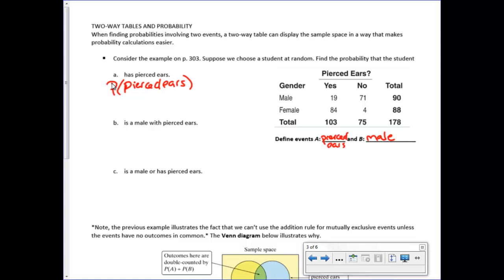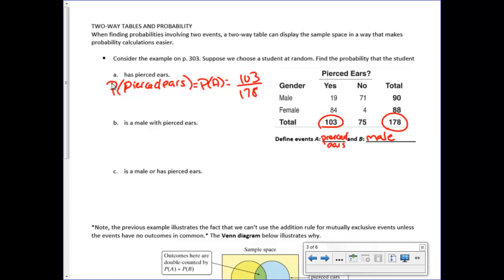So instead of writing out probability of pierced ears, I'm going to say probability of A, taking pierced ears out and putting A in, because over here I defined A to be the event pierced ears. Then we look at our table, and who are my people that have pierced ears? All these people said yes. I have 103 out of 178 students who have pierced ears.